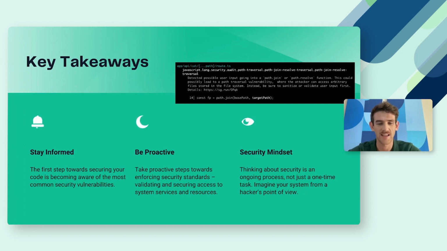Third, having the security mindset, and this can be thinking as the attacker or as a security professional of ways your system can break down. And it's not just a one-time task, but it needs to be done continually. That way you're ensuring that, as your system evolves, so does your security posture.